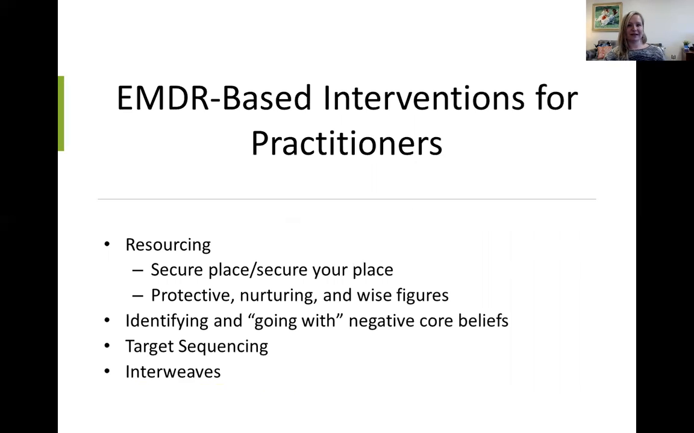So here are some examples of what you can do, as we talked about, secure your place earlier. Another thing for clients is having them figure out who's a protective, a nurturing, and a wise figure in their life. So maybe that protective figure is Wonder Woman, and have them picture Wonder Woman being there with them, and then tapping that in, what it feels like to know that they can call on that person if they're feeling anxious. Or a nurturing figure, maybe that's a teacher that they had, or a wise figure, a grandparent or something, and they can tap that in.